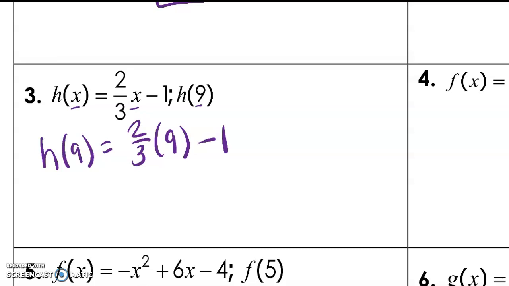2/3 times 9 gives us 6. So 6 minus 1 gives us 5 for our final answer.